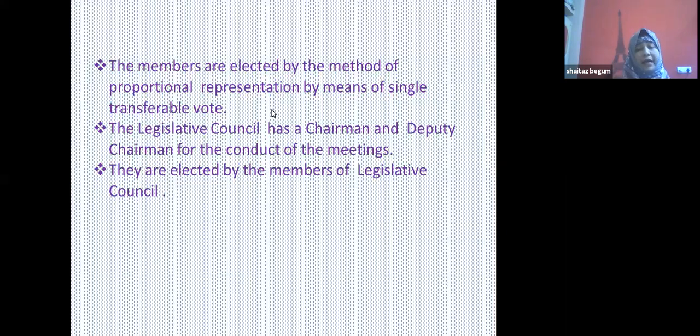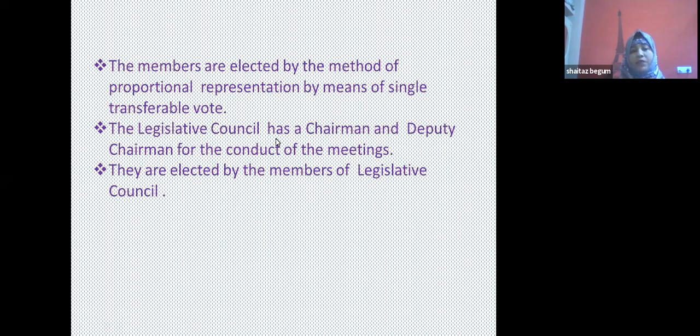How are the members elected? They are elected by the method of proportional representation by means of single transferable vote. Single transferable vote is also called choice voting. Why is it called choice voting? Because it is a ranked system in which voters rank candidates in the order of preference. It is an electoral system in which the person's vote can be transferred to a second or the next competing candidate.